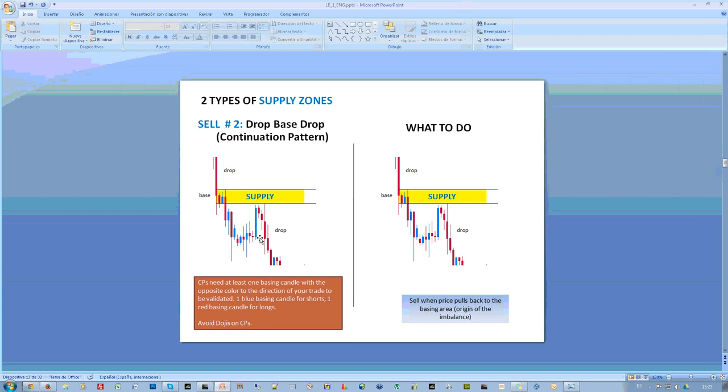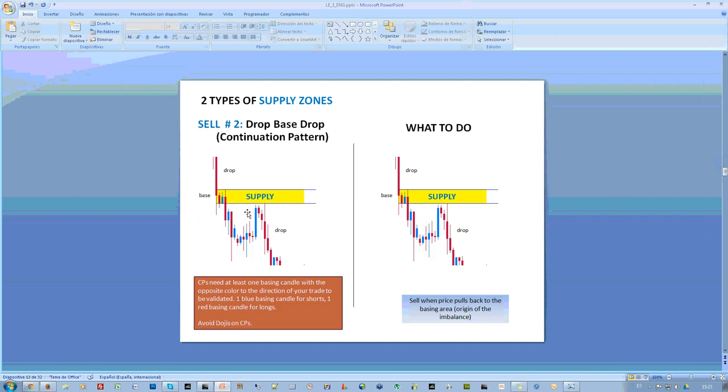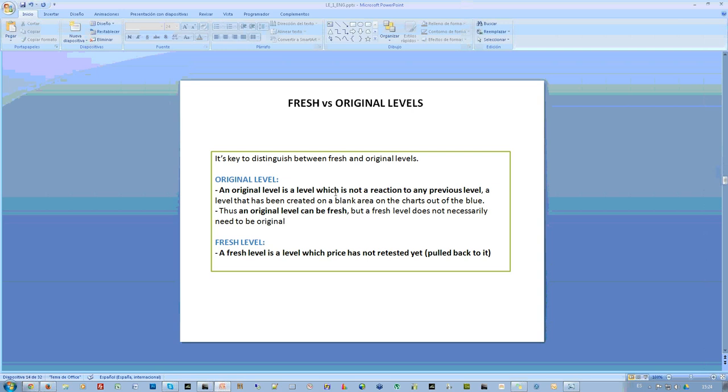So the thing here is that we have these two levels, the inverted U levels, the valleys, and the continuation pattern, which is this. These are the two levels. It's the same thing for the demand levels, but we have to do the opposite. So now we are going to explain the difference between these levels and how they apply to deciding what we want to do when we are trading any forex pair or CFD or futures or whatever.